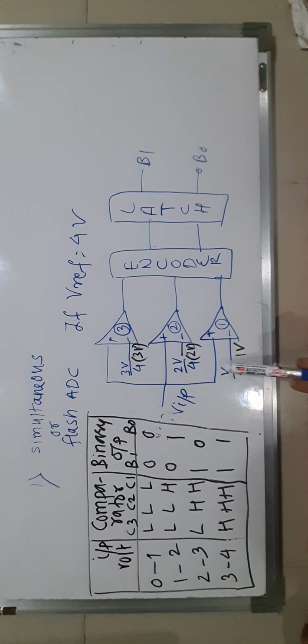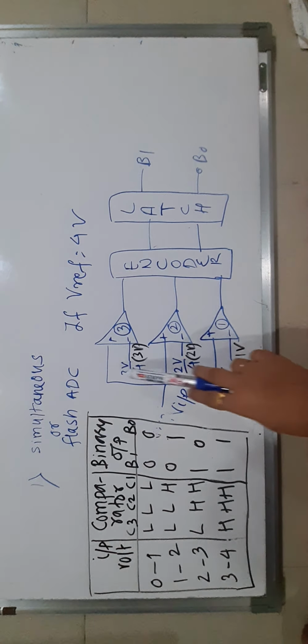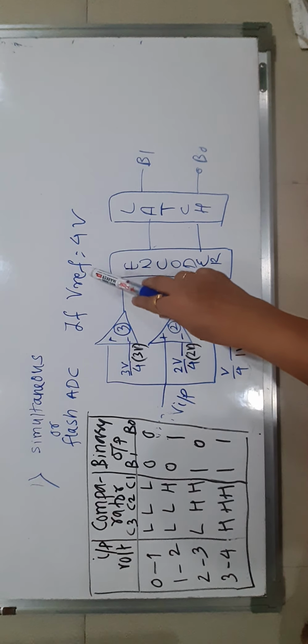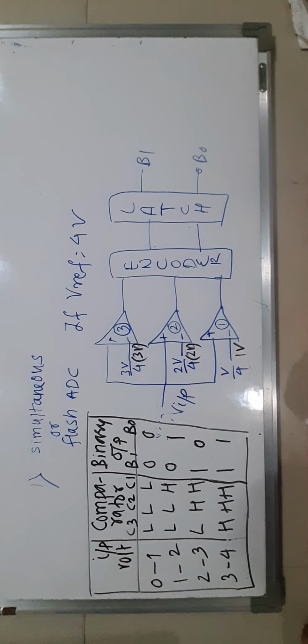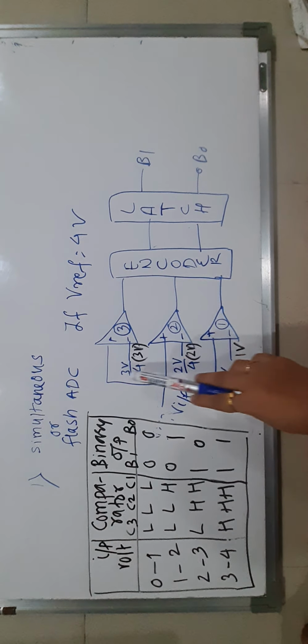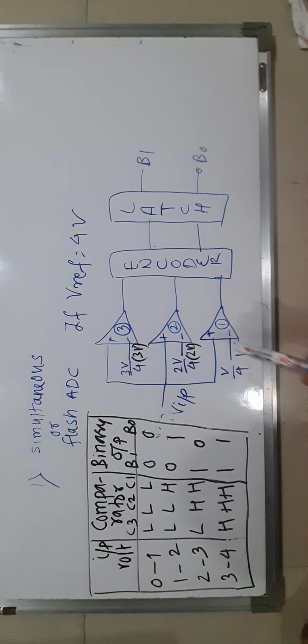Here the reference voltages are V by 4, 2V by 4, 3V by 4. If we use V reference as 4 volt, then 4 by 4 is 1 volt, 2 into 4 upon 4 is 2 volt, 3 into 4 upon 4 is 3 volt. So the reference voltage for the first comparator is 1 volt, for the second 2 volt, for the third comparator 3 volt.